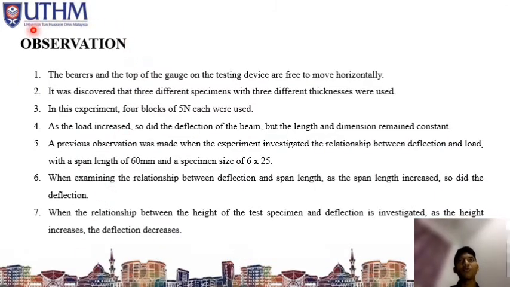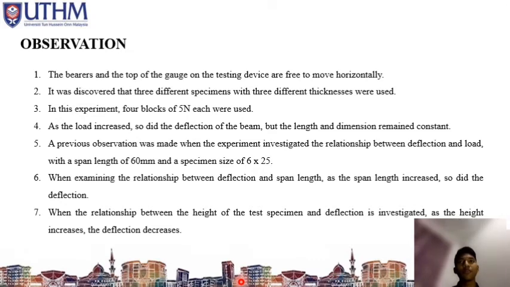Next is the observation of the experiment. First, the barrels and the top of the gauge on the testing device are free to move horizontally. Second, it was discovered that 3 different specimens with 3 different stiffness were used. Third, in this experiment, 4 blocks of 5 Newton each were used. Fourth, as load increased, so did the deflection of the beam, but the length and dimension remain constant.